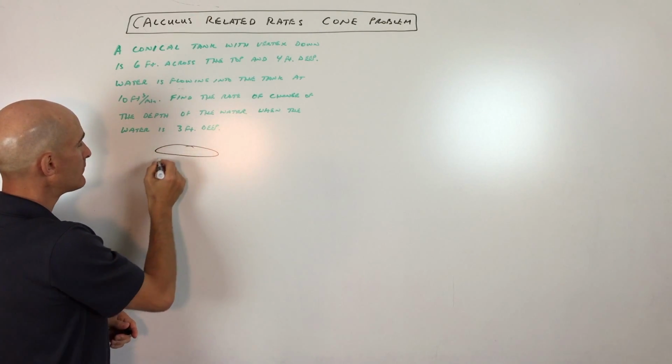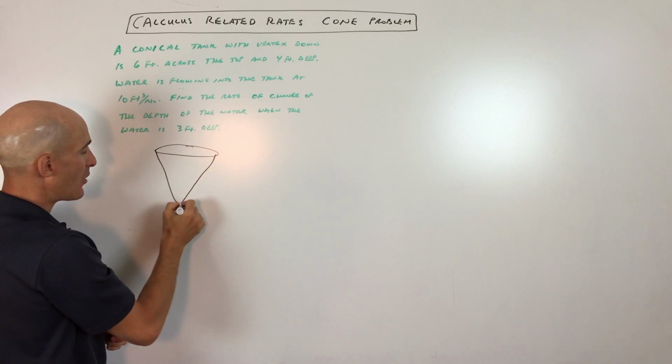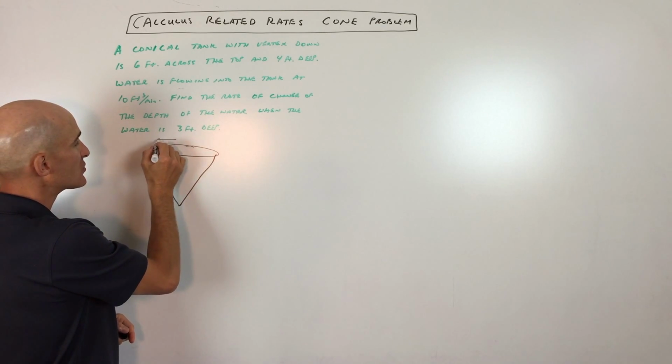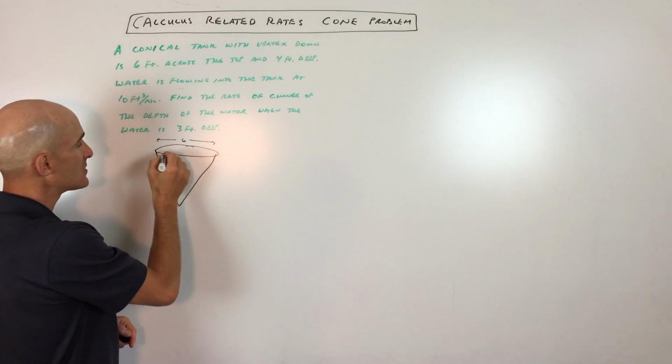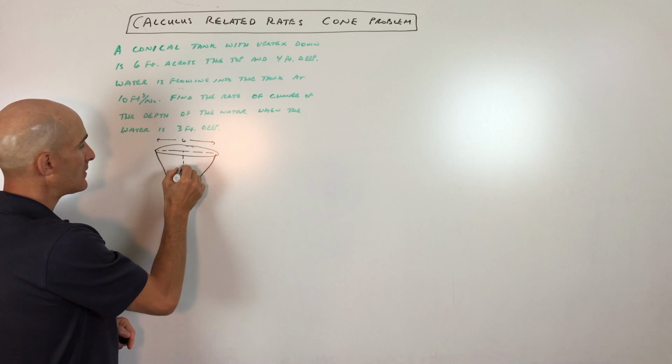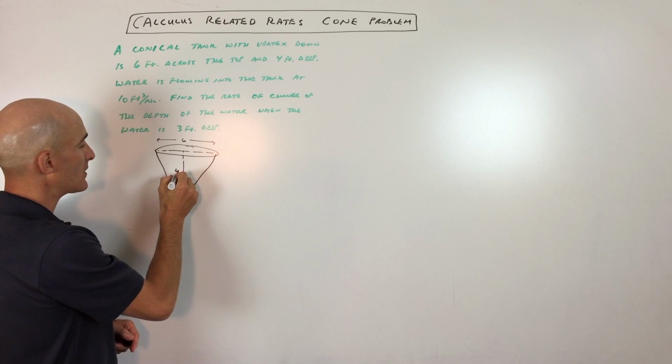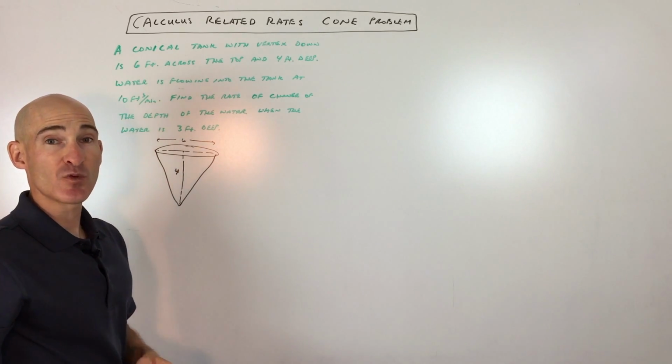So here's the cone, and it's facing down. It says the vertex is down like this. It's 6 feet across, so let's draw that in there, 6 feet across, and it tells us that it's 4 feet deep. So there's 4 right there. That's step number 1, to draw a diagram.